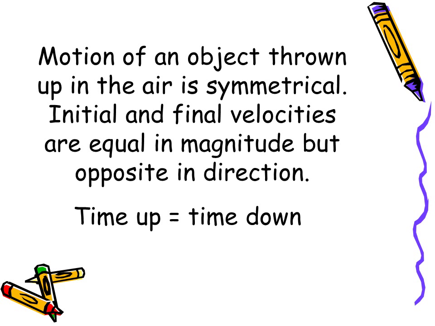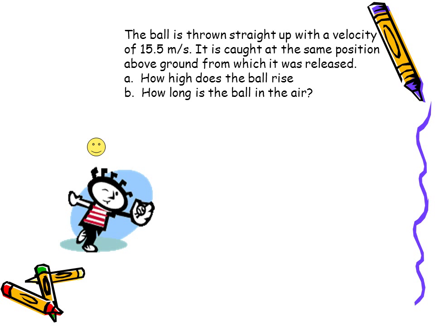If it takes 3 seconds for an object to go up to the top of its path, it'll take 3 seconds to come back down. Let's try one more example problem. A ball is thrown straight up with a velocity of positive 15.5 meters per second, and is caught at the same position above the ground from which it was released. How high does the ball rise, and how long is the ball in the air?